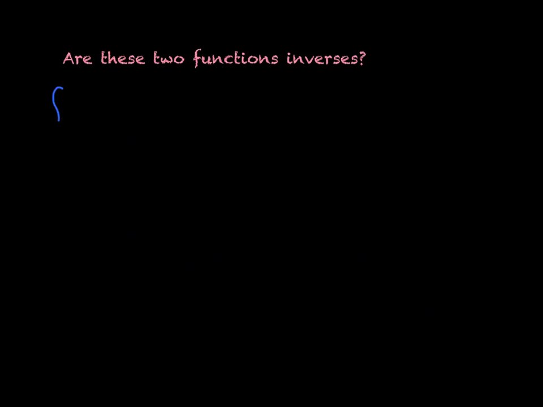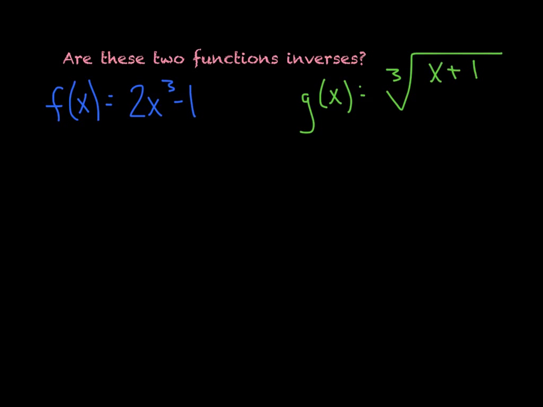And I'm going to throw two functions at you. I'm going to say, let's let f of x be 2x cubed minus 1. And let's let g of x be the monster cubed root of x plus 1 over 2. And the question is, are f and g truly inverses of each other? And what we're going to do is, this is a two-part problem.